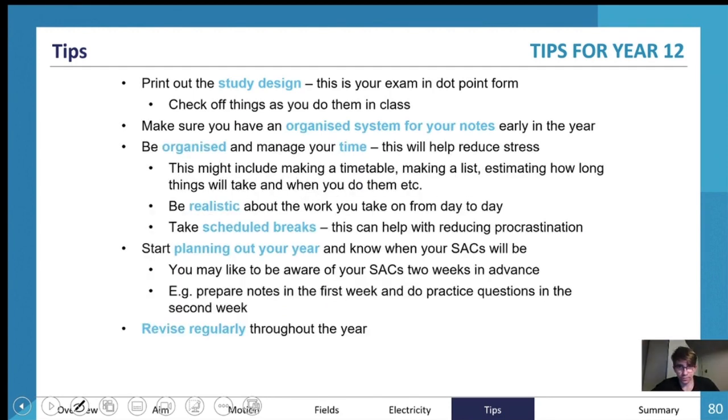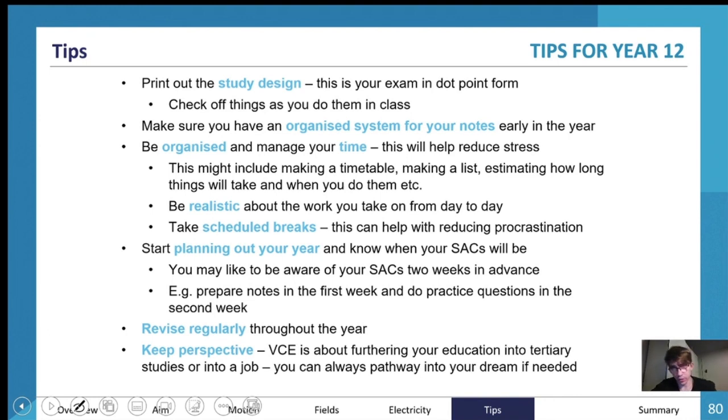Up to you guys. But my tips for Year 12 will be just practice. Do as much practice as you can. Be organized with your time, and be realistic about the work that you have to do from day to day. I think that's the problem that most students have, being realistic about the amount of work that they have.